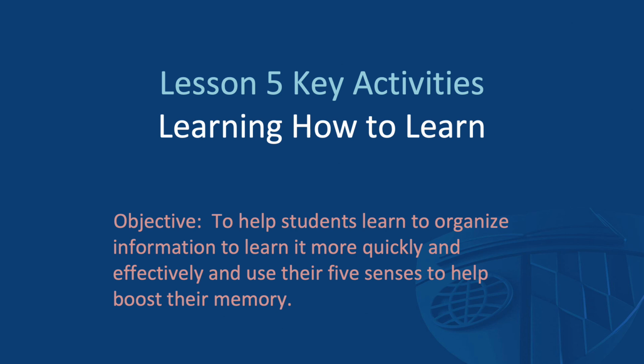The title of Lesson 5 is Learning How to Learn. The main learning objective for the fifth lesson in Unit 3 is to help students learn to organize information to learn it more quickly and effectively, and use their 5 senses to help boost their memory. This lesson continues to present reading strategies and help students use graphic organizers to summarize information in ways that make it easier to remember.